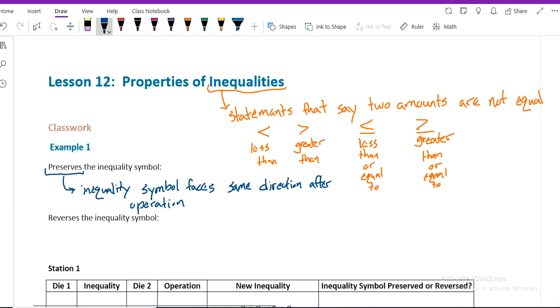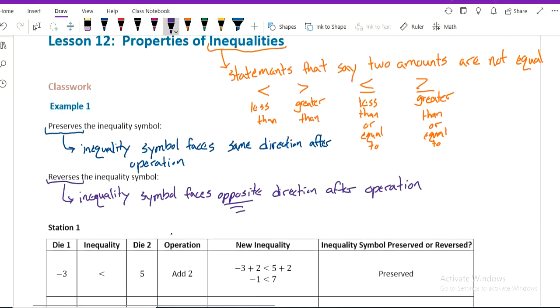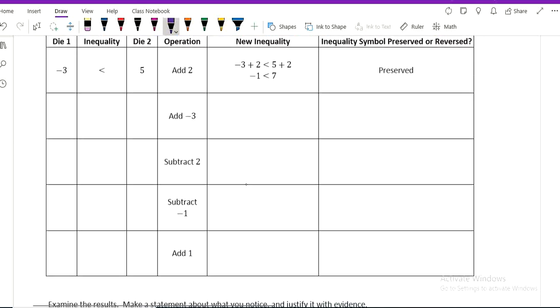Where reverses means that the inequality symbol is going to face the opposite direction after the operation. So we're going to do a few things here. I'm going to go through the first couple operations myself, and then you're going to have to answer some questions on your own to figure out the other ones. So let's scroll down to station 1.